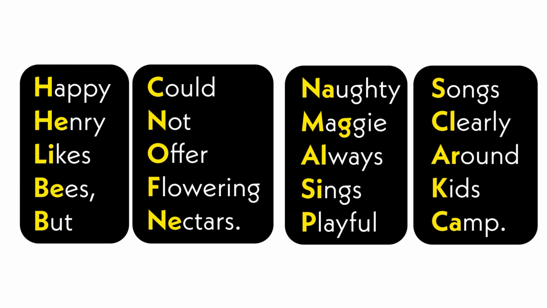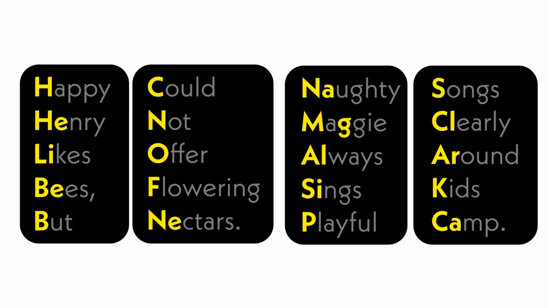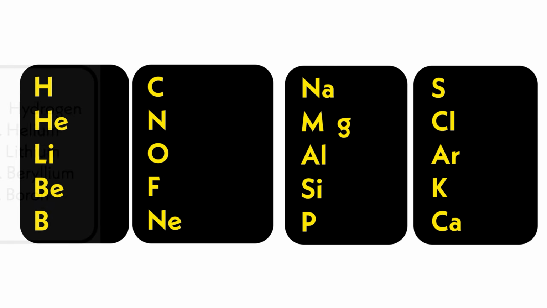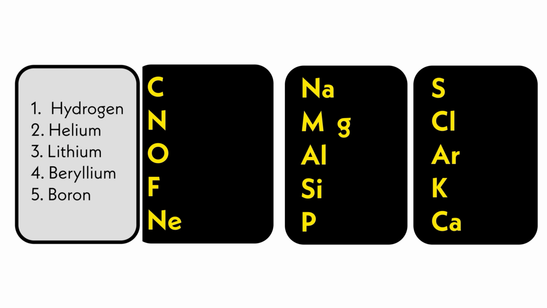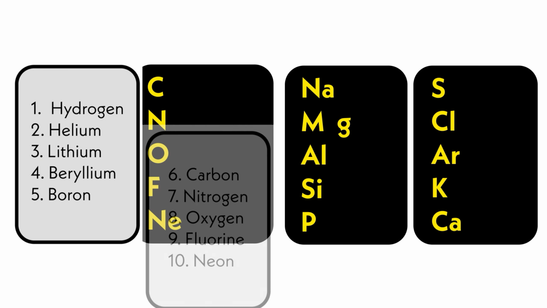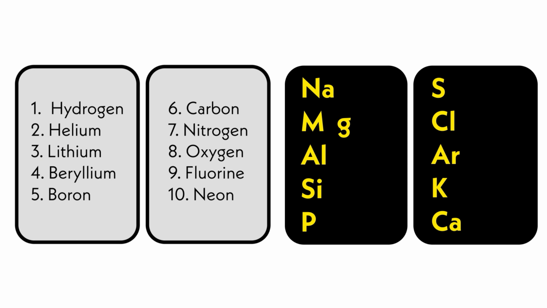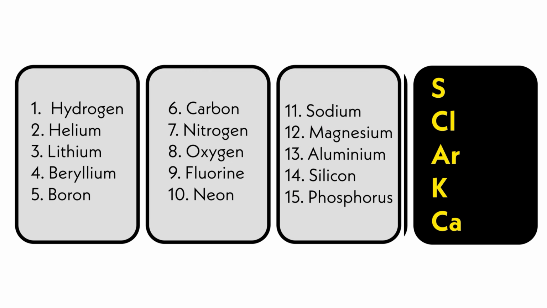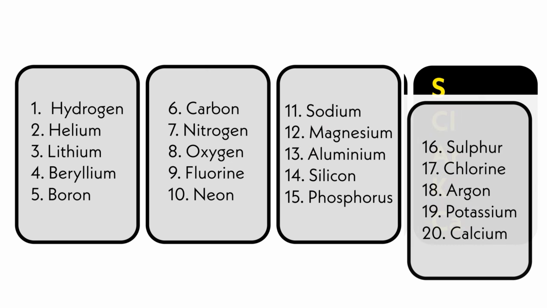Using these two sentences, we can simply align them with the names of the elements from the periodic table in this form. Finally, the 20 elements from the periodic table are thus memorized by just remembering Happy Henry and Naughty Maggie.